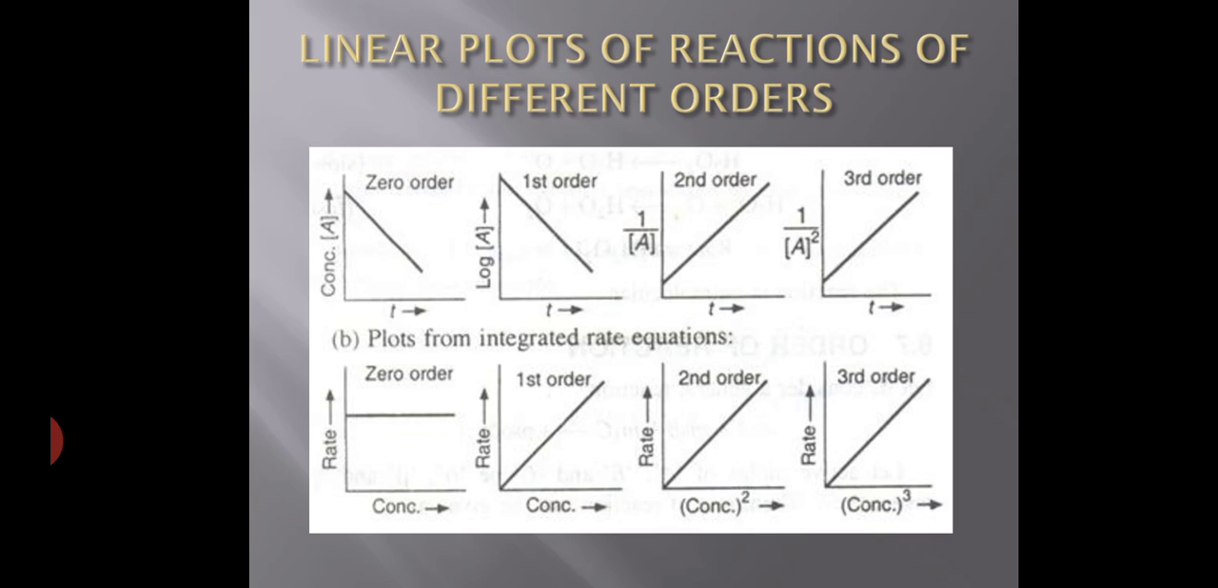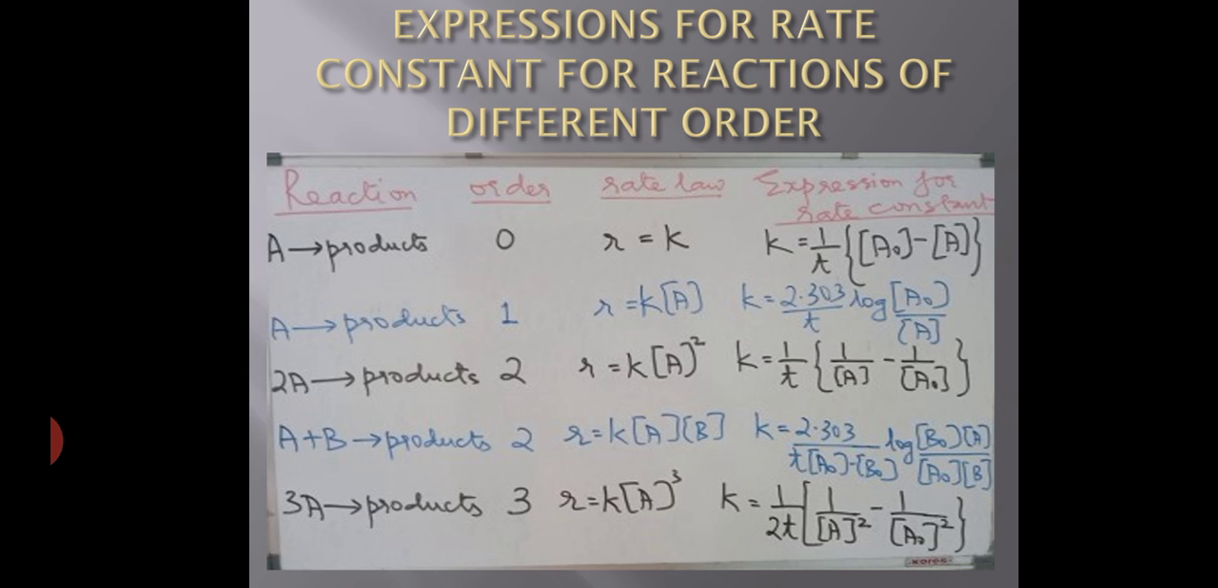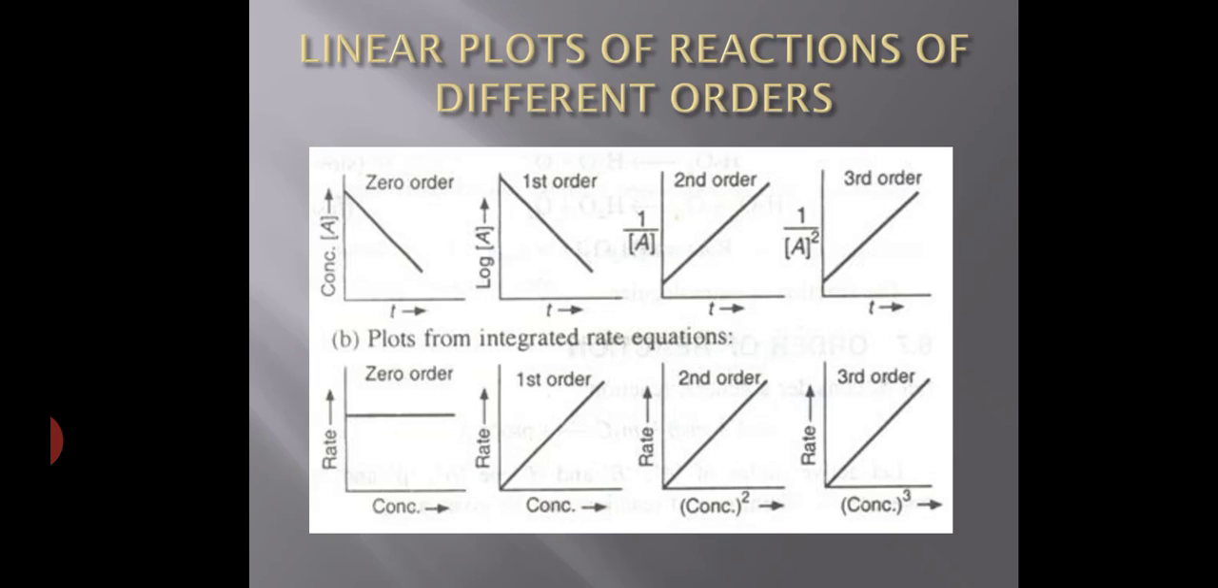The first graph is concentration against time, the second graph is rate against concentration. So R is equal to K into concentration of A naught for zero order reaction, which is independent of concentration, so it is a straight line parallel to the concentration axis. But in all other orders, rate depends upon concentration. For first order, R is equal to K into concentration of A. Second order, R is equal to K into A square, or K into A into B. For third order, R is equal to K into A cube. So it depends upon concentration.